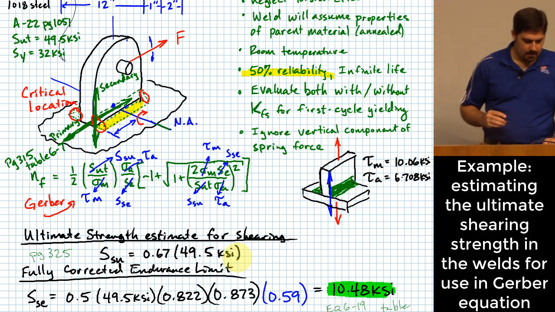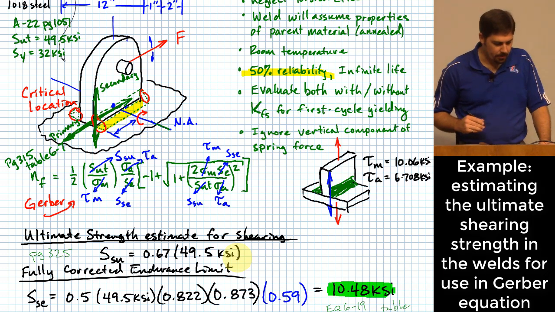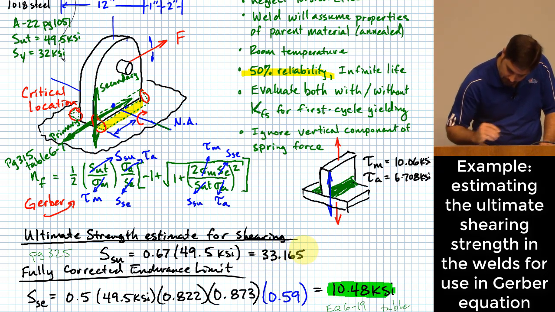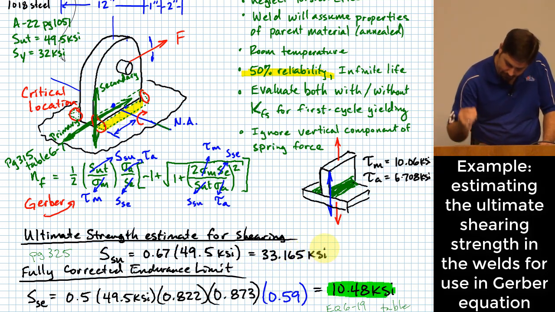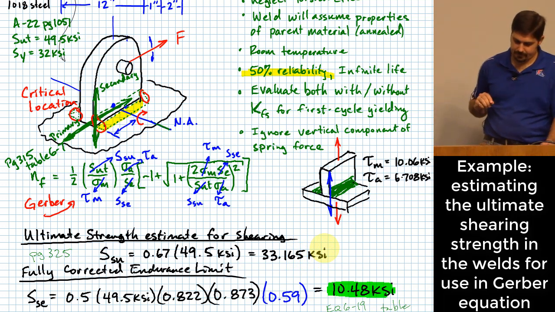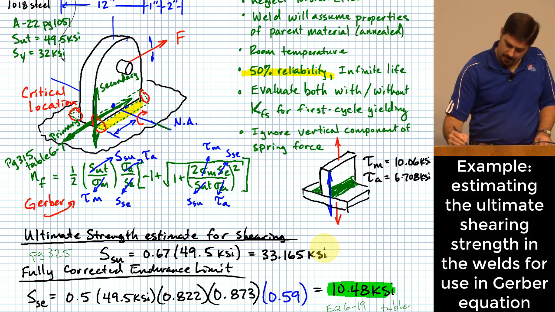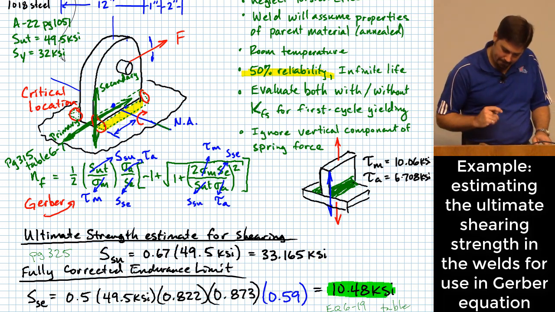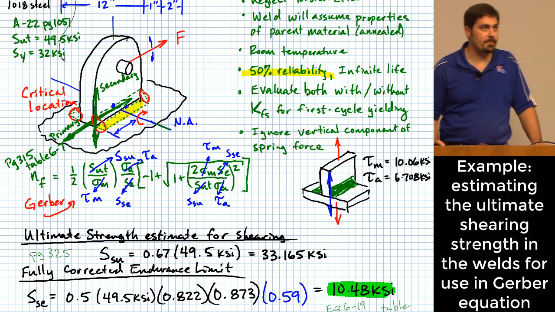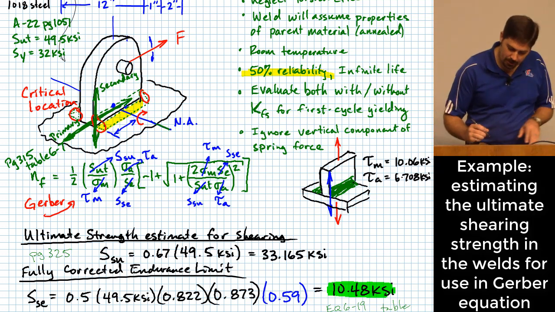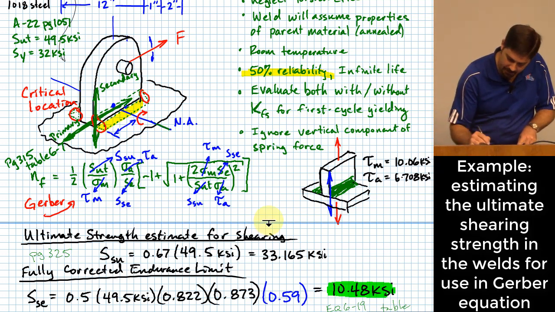Okay, and that ends up giving me 33.165 KSI. Okay. That looks like it's everything that I need to find my factor of safety for using the Gerber criterion. So now we got to do some plugging and chugging.